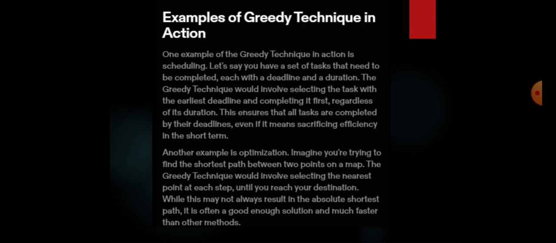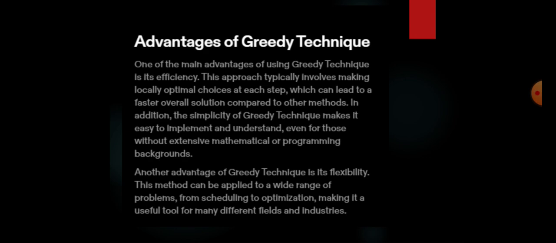So what are the examples of greedy technique in action? One example for greedy technique in action is scheduling. By using greedy technique we can solve many problems. Another example of optimization is to find the shortest path between two points in a map. For that we can use this greedy technique. You can select the different paths, or we can select the local optimal solutions among the different paths, and we can select the best solution among them.